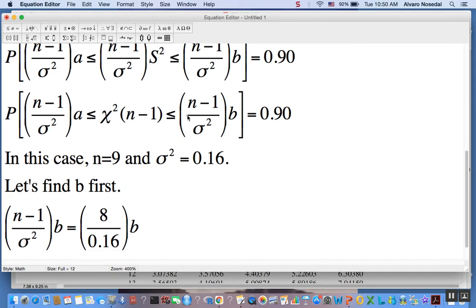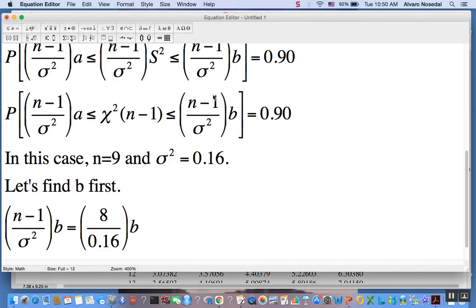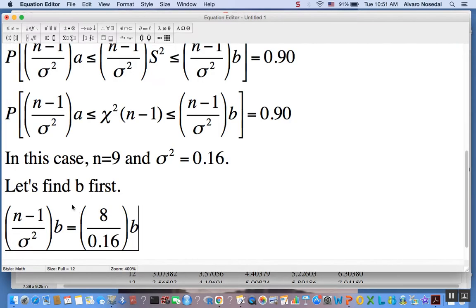As I said, what we want is two numbers such that between them we have 90% of the observations for a chi-square with 8 degrees of freedom. So one way of doing that is if to the right of the upper limit we have 5%, and to the left of the lower limit we have 5%, then between them we should have 90%. Make sense? Since this table gives you areas to the right, we want alpha to be 0.05. We want a number from a chi-square distribution with 8 degrees of freedom to have an area of 5% to the right. That is going to help us find b.